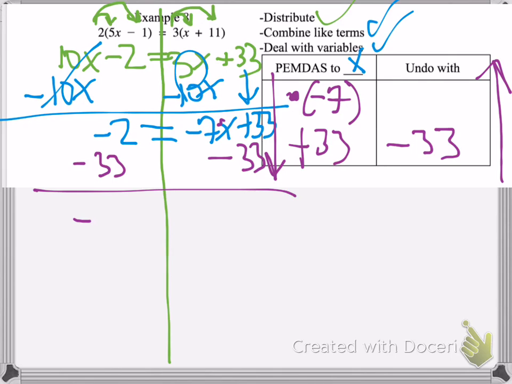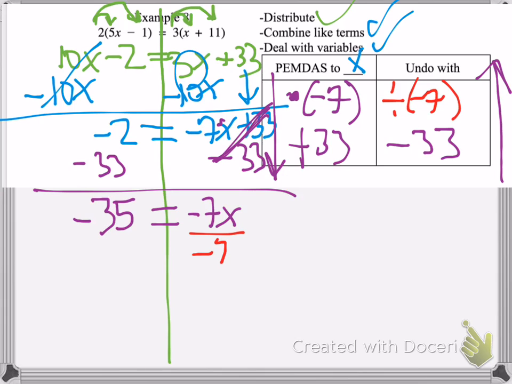Anyway, so this is now negative 35. We have negative 7x still. I didn't do anything with that. Plus 33 minus 33 is just 0. That is gone. And now we're going to do that last step. So now we're going to divide by negative 7 on both sides. So I'm going to divide by negative 7, divide by negative 7 on both sides. So a negative divided by a negative makes it positive. 35 divided by 7 is 5.